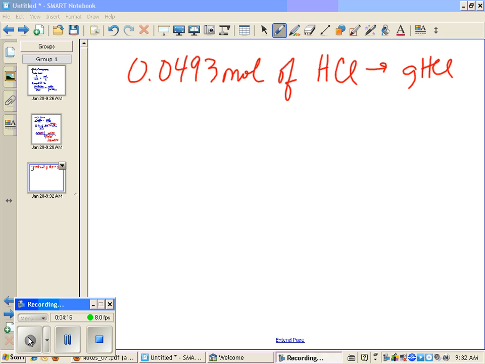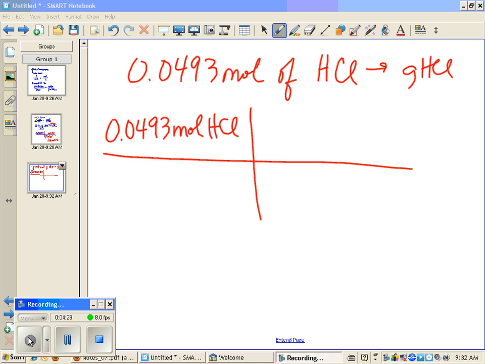All right, I'm going to do the same thing. I'm always going to write down whatever number is given to me first. So I'm going to write down 0.0493 moles HCl. Then I'm going to do my crossbar. All right. Now remember this crossbar, the up and down line, anything beside each other would be multiplied, anything on top and bottom would be divided. Right? Does that make sense?